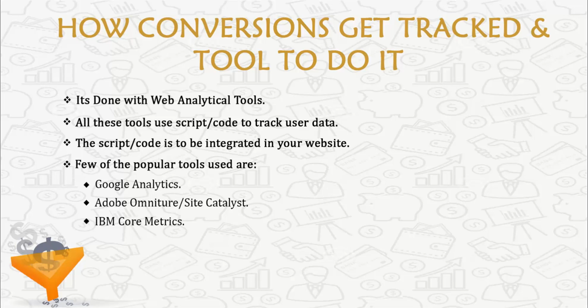Apart from that, there are a few other tools like Adobe Omniture or Site Catalyst, IBM Core Metrics, Optimizely, and many others like WebStats, which help you do website data tracking and conversion tracking. Now, if your company has already existed online for a good time frame and has already implemented a mechanism for tracking data, then this different set of tools may not be of much use.